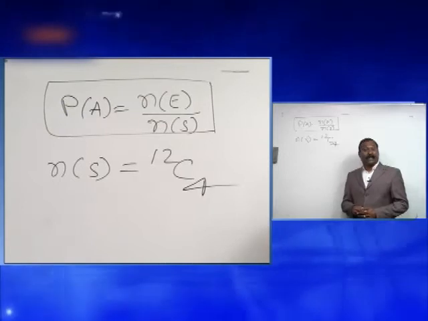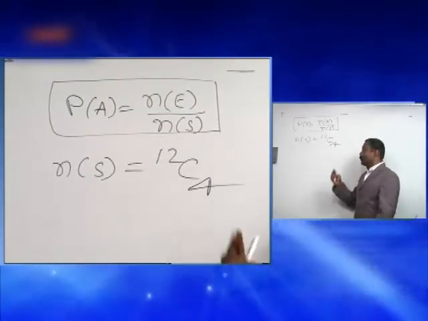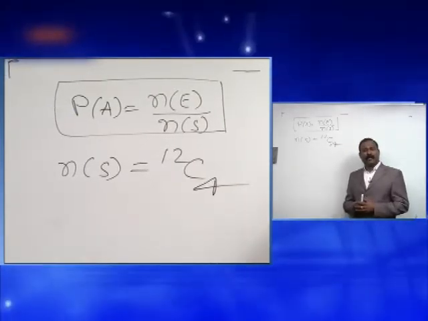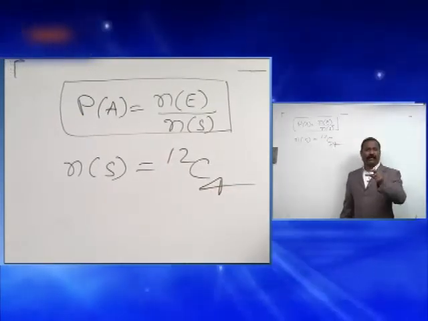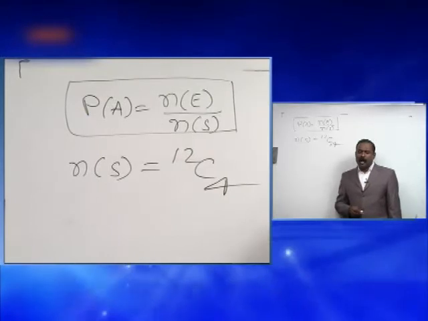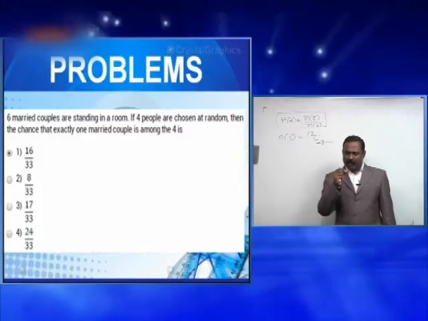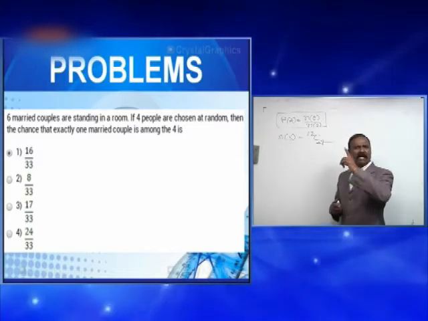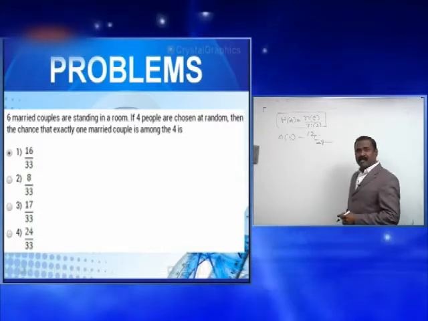12C4 means all 4 may be males, all 4 may be females, or 2 may be male and 2 female, or 1 male and 3 female. Like that, many combinations may be there. The total number of combinations is 12C4. But what is the restriction given? Among the 4 people chosen at random, exactly one married couple must be among the 4. You must have only one married couple. So how many married couples are there? 6 are there.